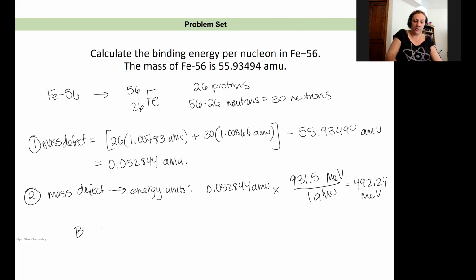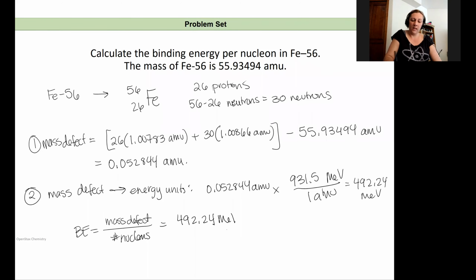All right, so from there, I can actually calculate the binding energy per nucleon. So that binding energy per nucleon is going to be equal to the binding energy divided by the number of nucleons. I just calculated that to be 492.24 mega electron volts, and I'll divide that by my 56 nucleons, which will give me a value of 8.790. And you'll get a value of about 9 if you instead use a different value for the proton mass.